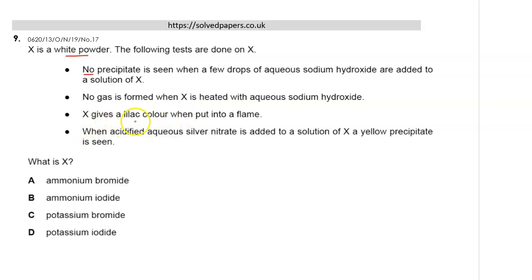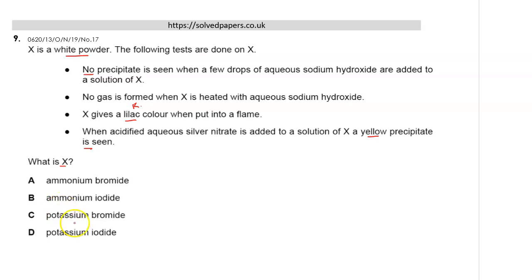X gives a lilac color when put into a flame. The metal that gives a lilac color in a flame test is potassium. You can just know that. When acidified aqueous silver nitrate is added to a solution of X, a yellow precipitate is seen. So what is X? Of course, lilac color basically tells us that should be potassium.